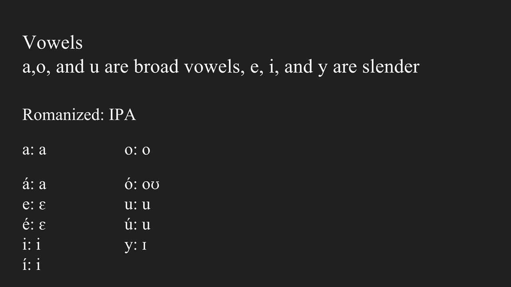So, A and accented A are ah. E and accented E are eh. I and accented I are ee. O and accented O are o. U and accented U are u, and Y is I, as in hit.